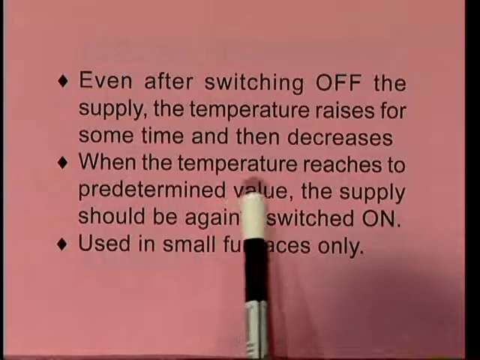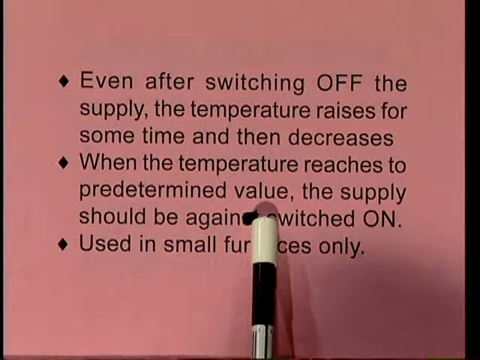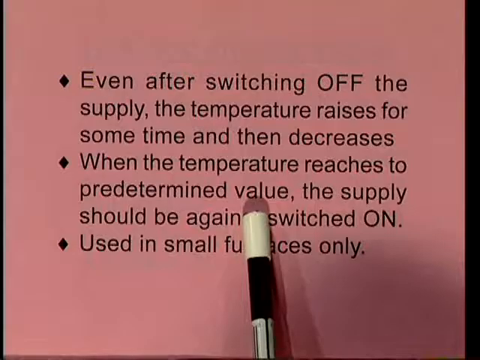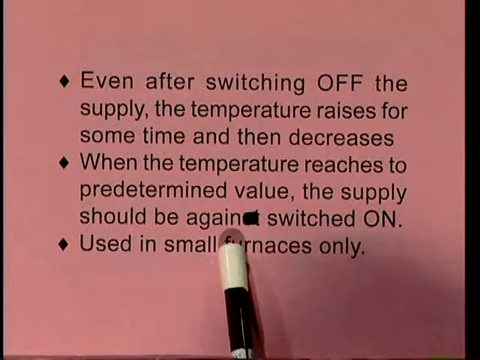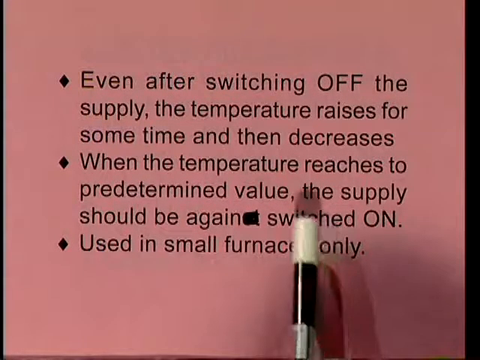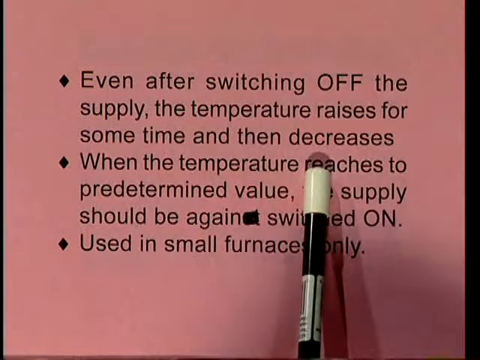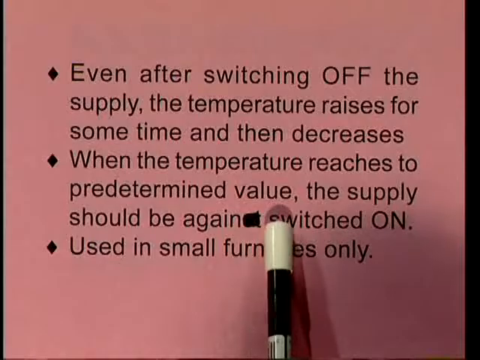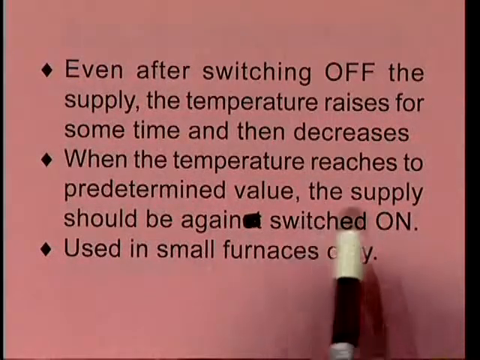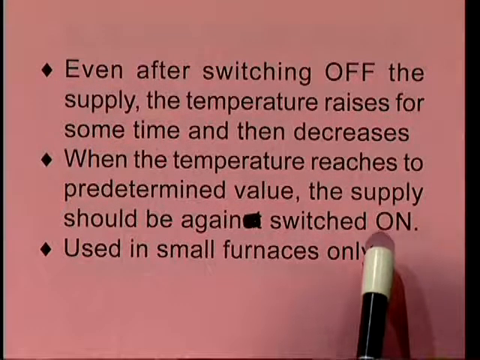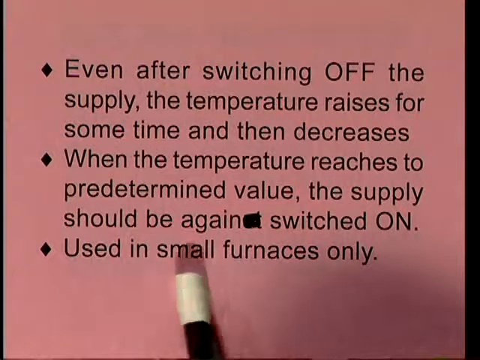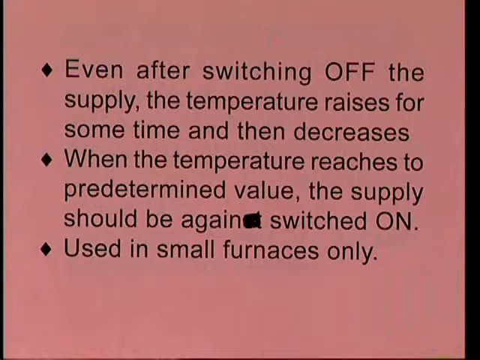When the temperature reaches the predetermined value, the supply should be switched on again. So once the supply is switched off, the temperature remains for some time and decreases. When it decreases to the predetermined value, again you switch on, therefore it goes again to the required level. So this method is used only in small furnaces.